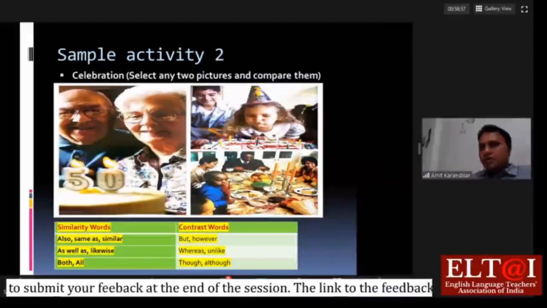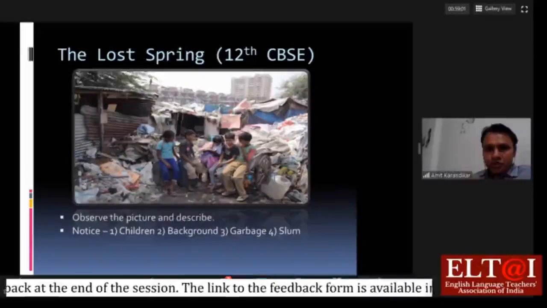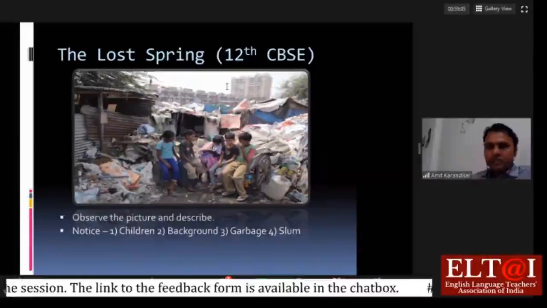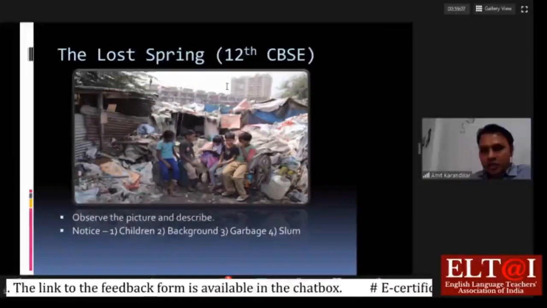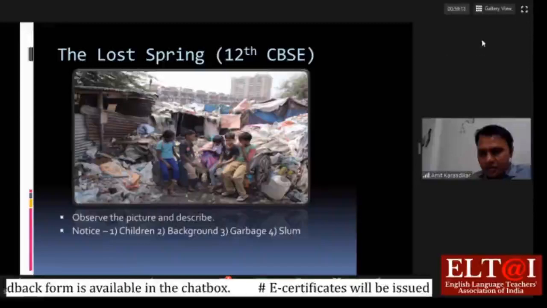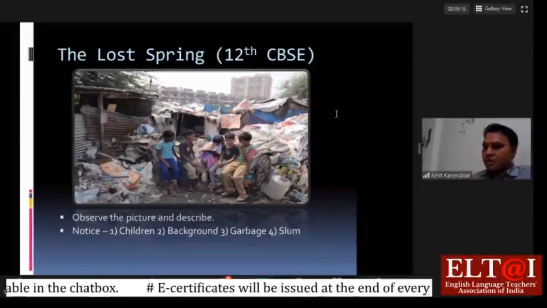But here is one from the textbook from CBSE. So it has chapter 2 of CBSE 12th standard, Lost Spring by Anees Jung. You might be aware of this chapter. So here is a picture which the students can describe. And I have given certain things that they can talk about. So notice the children, the background, the garbage, and the slum.